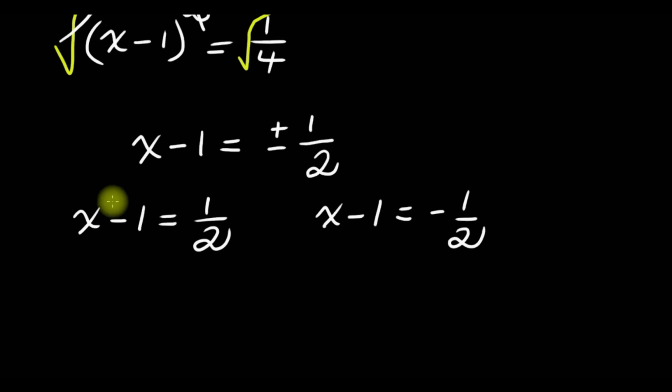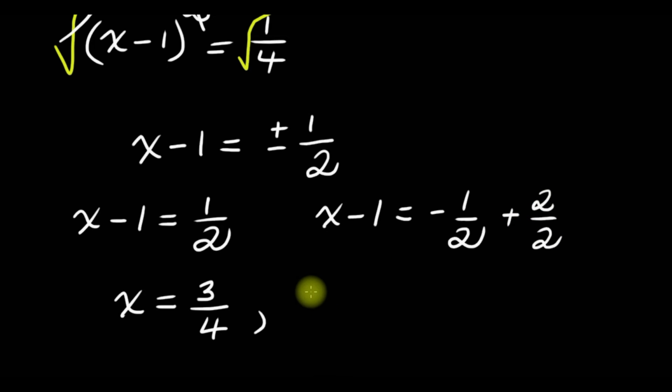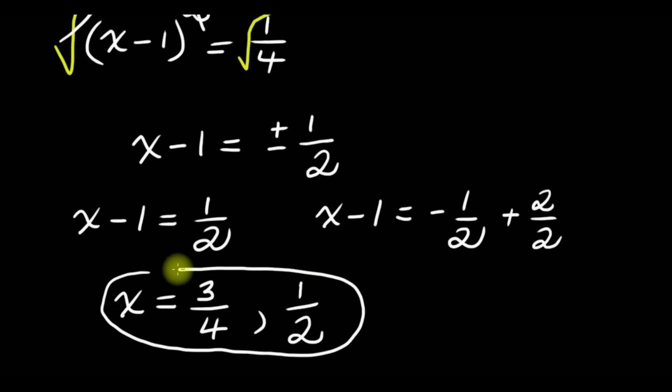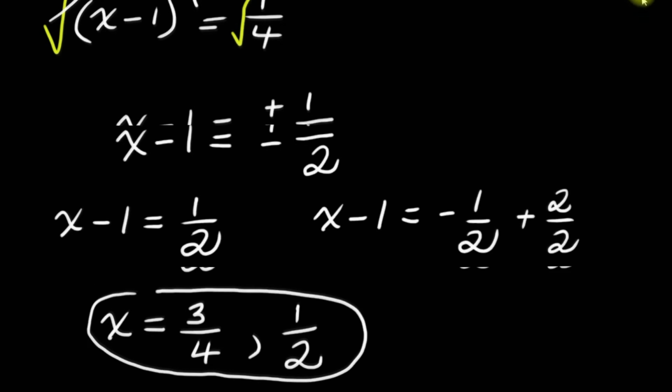So here when you add 1 to this, x is, when you add 1, it's like adding 2/2 because you need that common denominator. So that's going to give you 3/2. And then when you add 1 to this, it's like adding 2/2 because you need that common denominator. So you're left with 1/2. So x is 3/2 or 1/2. And that's how you solve quadratic equations by completing the square.